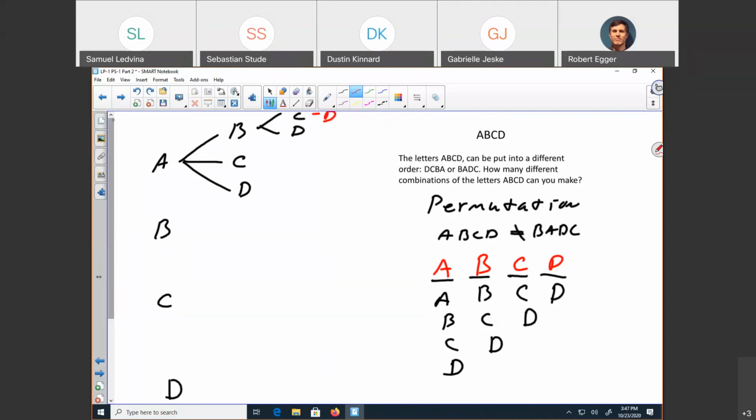Now I have A, B, D. If I do this to the next level, A, B, D, the only thing left over is going to be the C. So A, B, C, D and A, B, D, C.